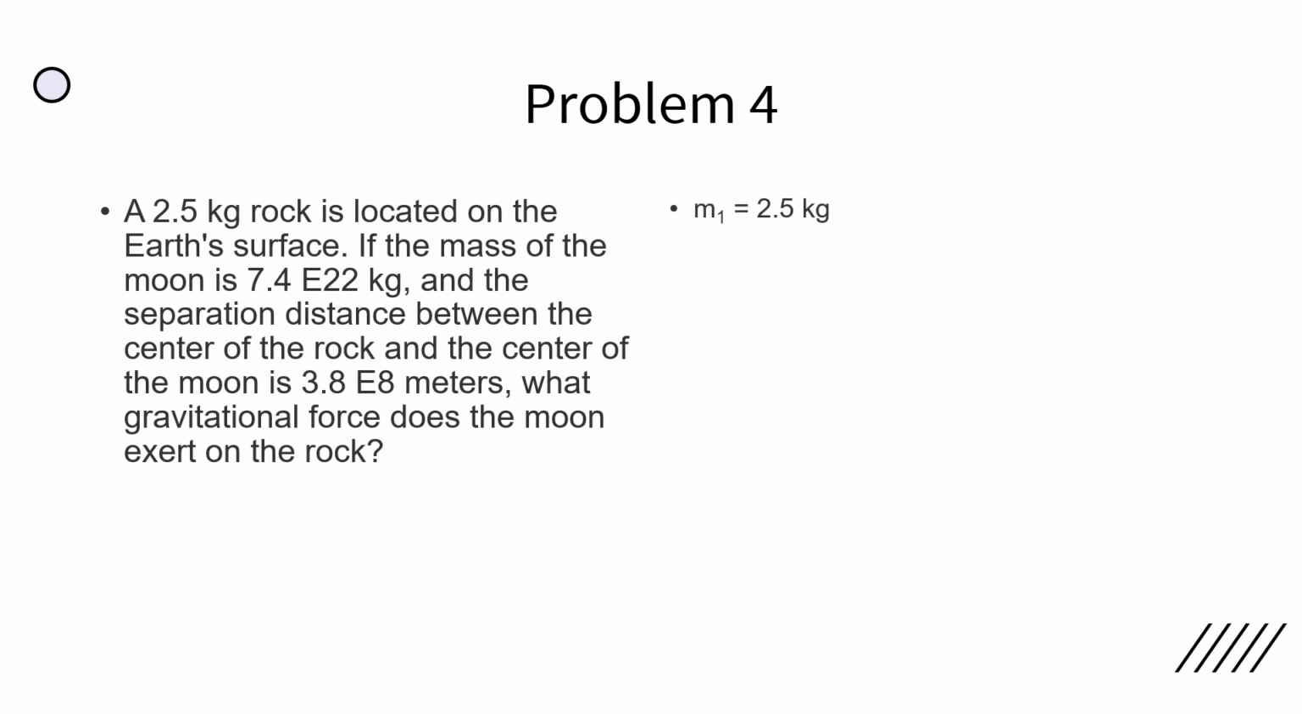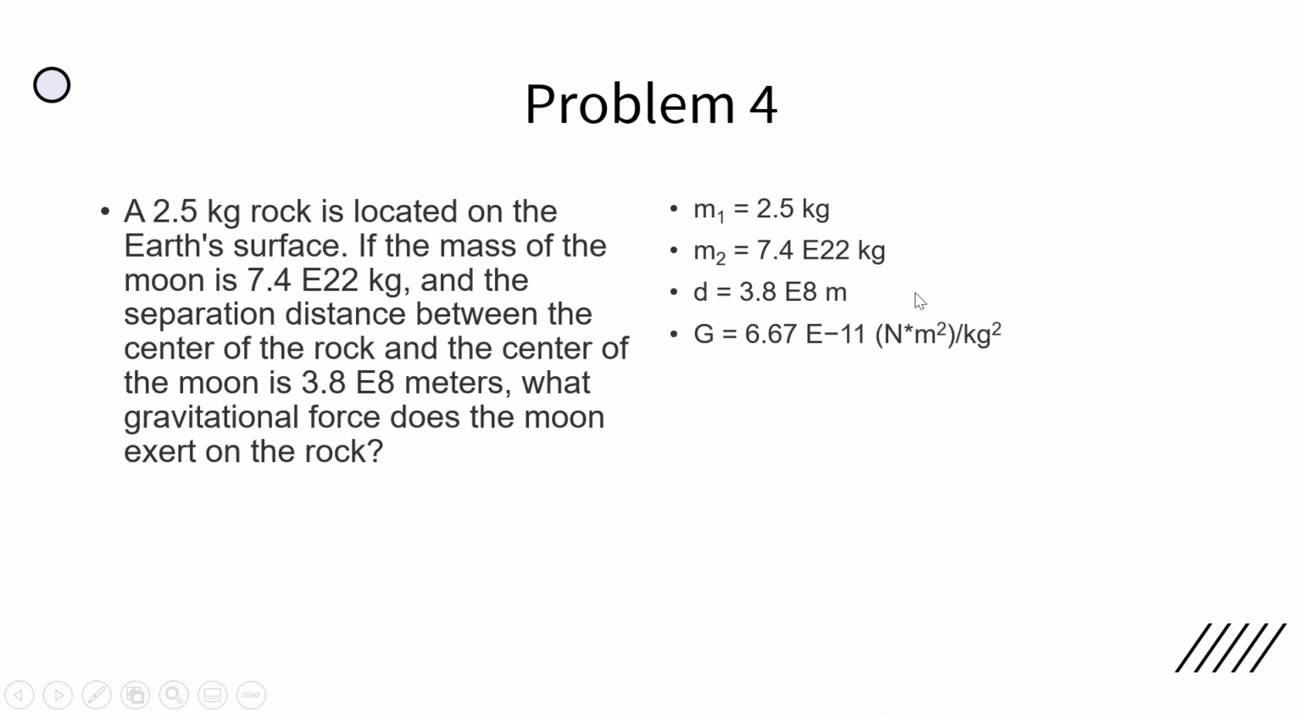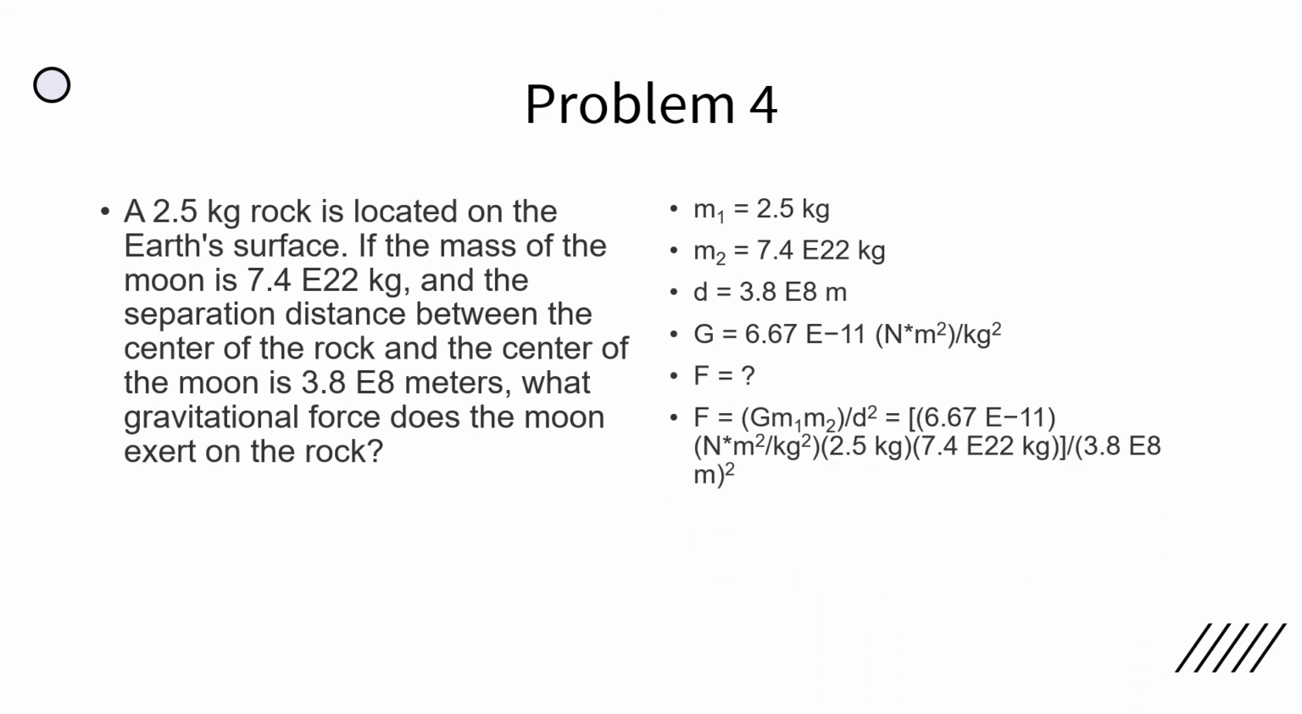So, of course, let's list our components. So we have M1, the mass of the rock, 2.5 kilograms. We have M2, which is the mass of the moon, is 7.4 E22 kilograms. We have our distance of separation, which is 3.8 E8 meters. And of course, we have our constant, that is G, 6.67 E minus 11, and of course, the units of measurement. Remember that we are looking for the force.